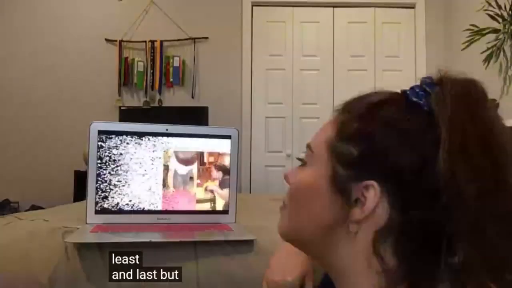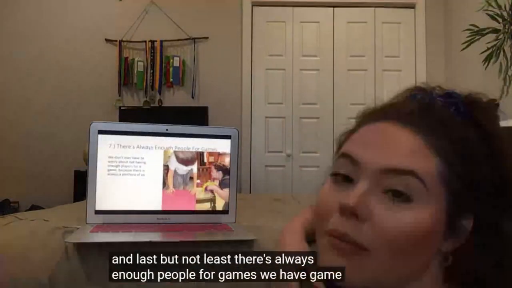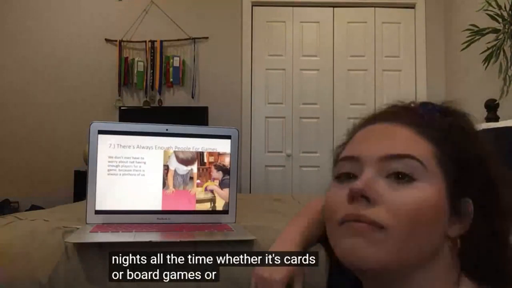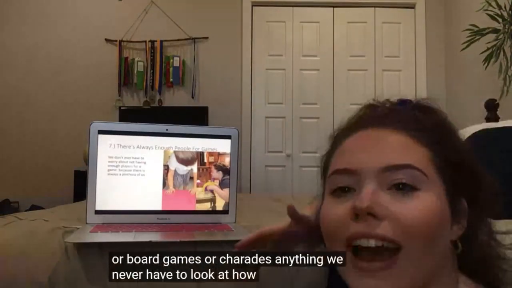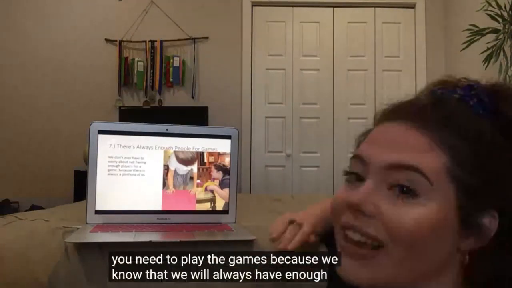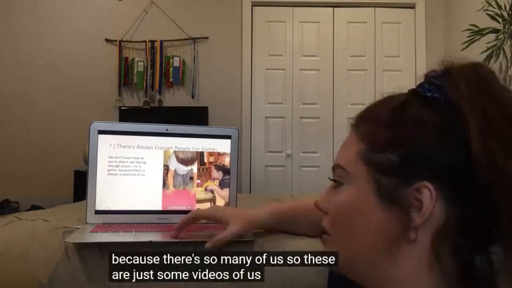And last but not least, there's always enough people for games. We have game nights all the time, whether it's cards or board games or charades, anything. We never have to look at how many players you need to play the games because we know that we will always have enough because there's so many of us. So these are just some videos of us playing games.